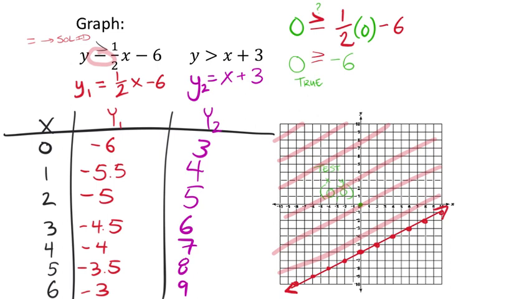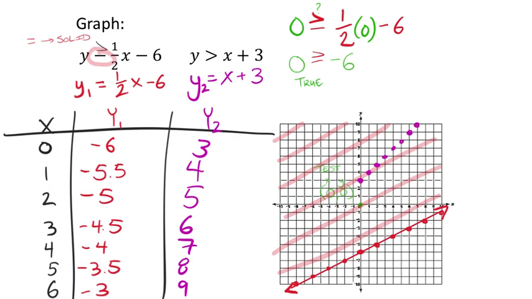So let's see, I got, let's put them on there. I got to start with 0, 3 in purple there. Then I've got 1, 4, 2, 5, 3, 6, 4, 7, 5, 8, and 6, 9. If you were to go down the table one more point, you'd get 7, 10.